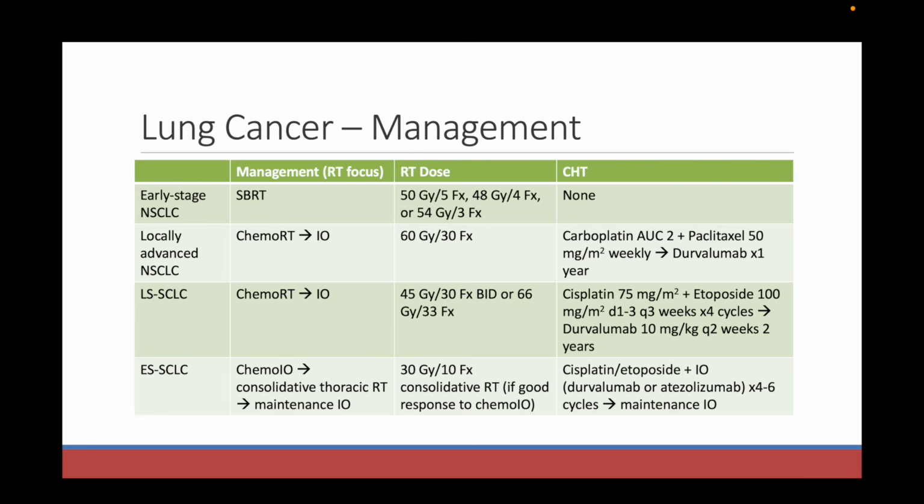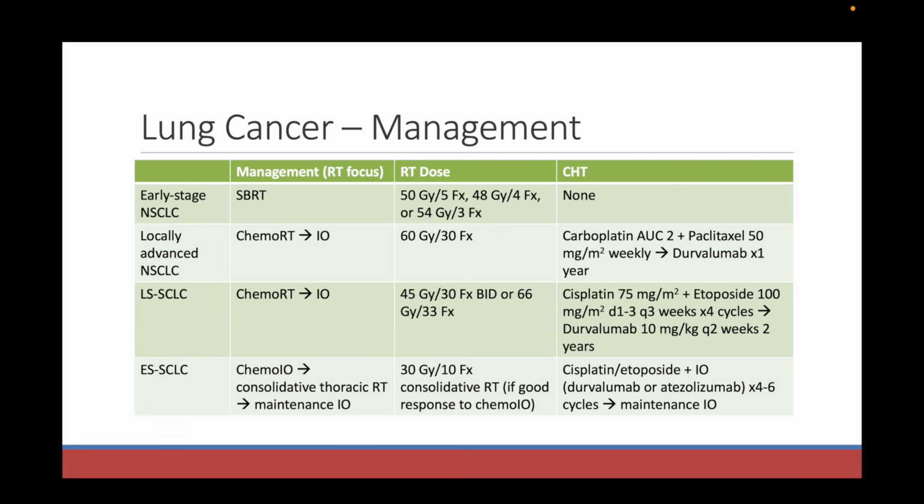So they get cisplatin etoposide, and we also add durvalumab or atezolizumab for 4 to 6 cycles upfront. There is data for consolidative radiation, 30 gray and 10 fractions, if they have a good response to chemoimmunotherapy. And one thing I don't have on this slide is the role of prophylactic cranial irradiation.